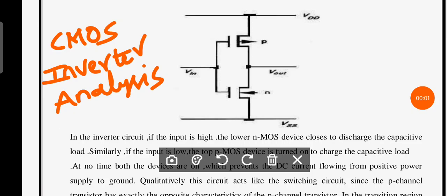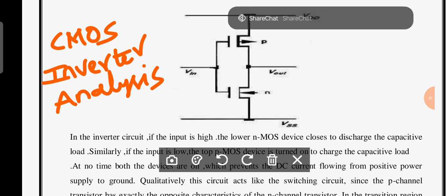Welcome back. Today we are going to discuss CMOS inverter analysis. As we know from various pull-up concepts, the complementary metal oxide semiconductor inverter configuration is the best inverter configuration. Once again, let me quickly recap the CMOS inverter structure.